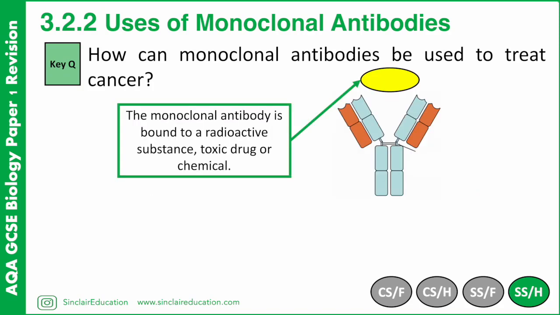Monoclonal antibodies have been used to treat cancer in particular. We bind a toxic substance to a monoclonal antibody. That will then specifically bind to the antigen, and when that binds onto the cell, it can deliver the drug and either kill the cell or stop that cell dividing, either of which would in theory treat that cancer.